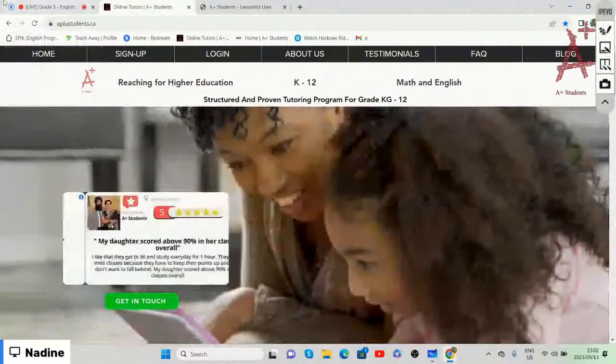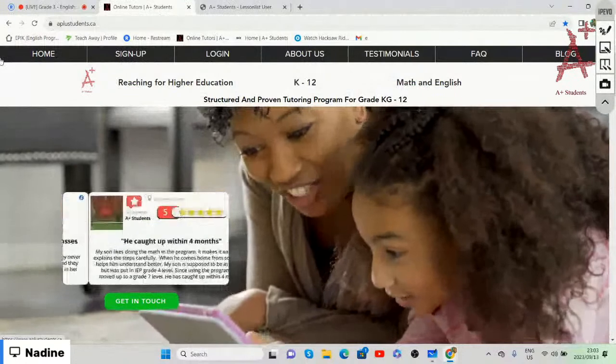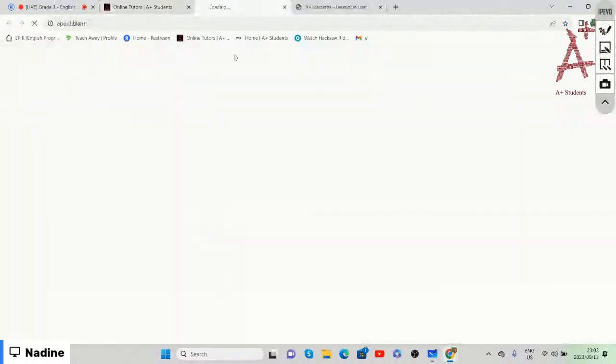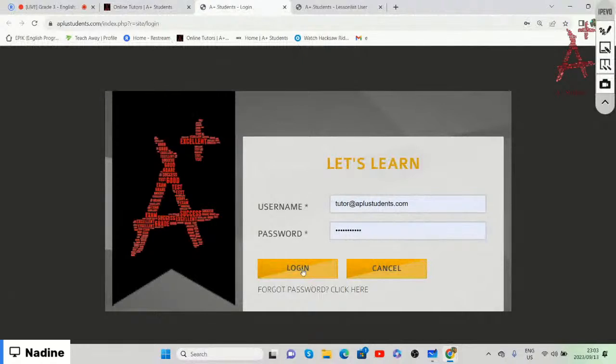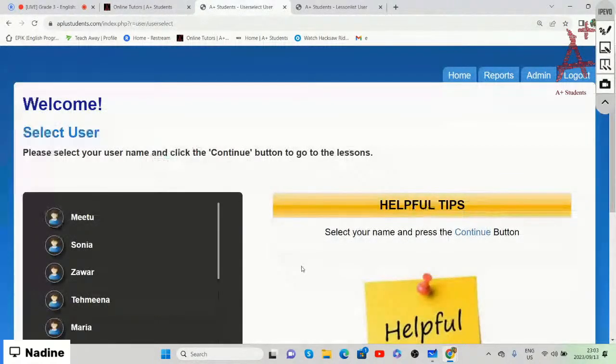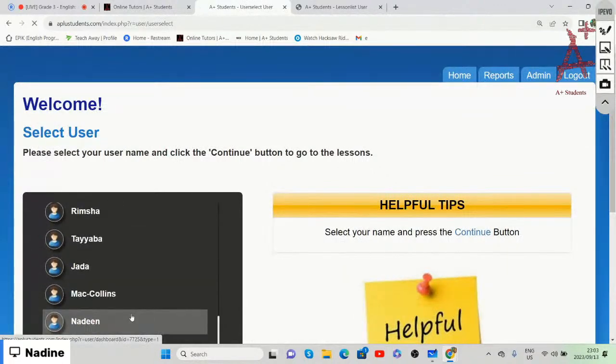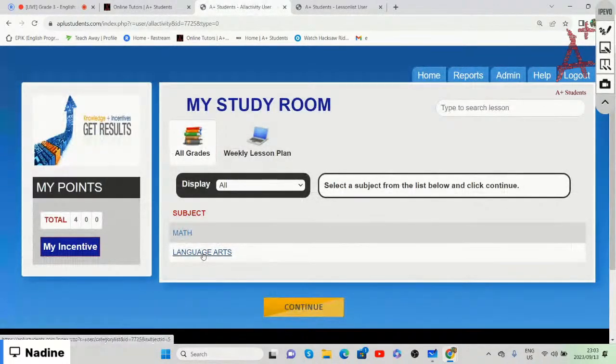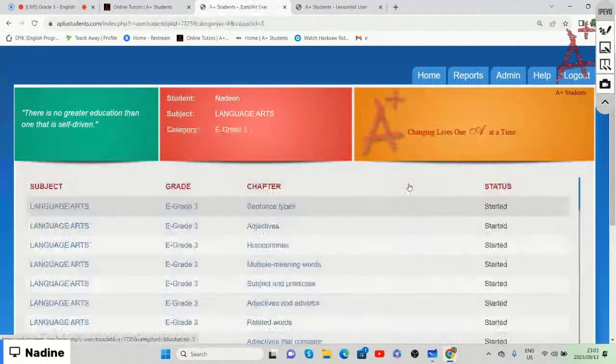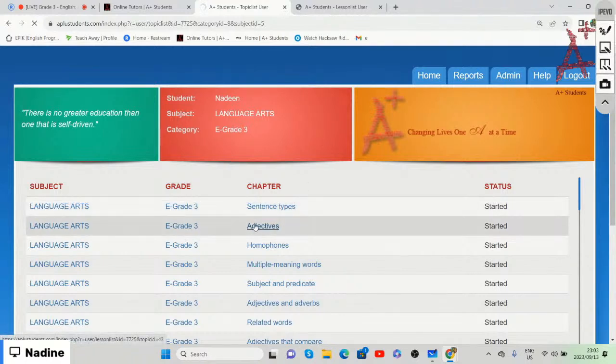And before we start with our lesson, we're going to log into aplusstudents.ca. We're going to log in with our username as well as our password, and we're going to select the subject of language arts grade 3. Once we've selected grade 3, we're going to select the chapter of adjectives.